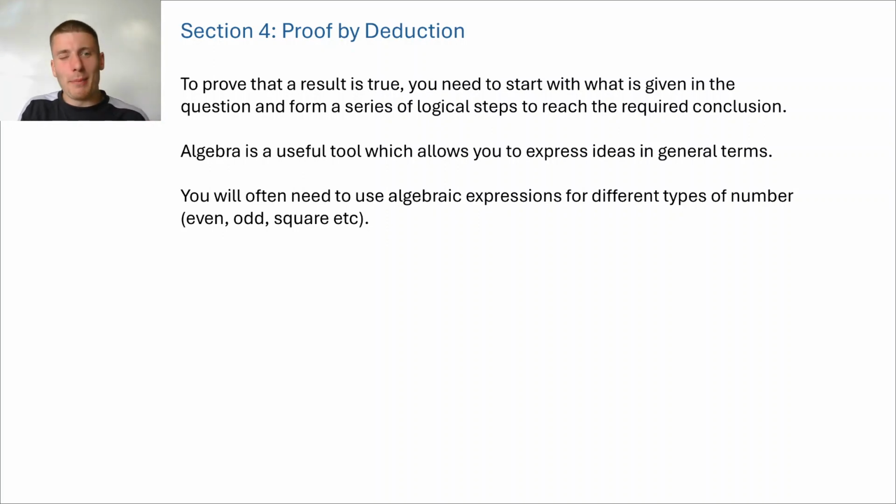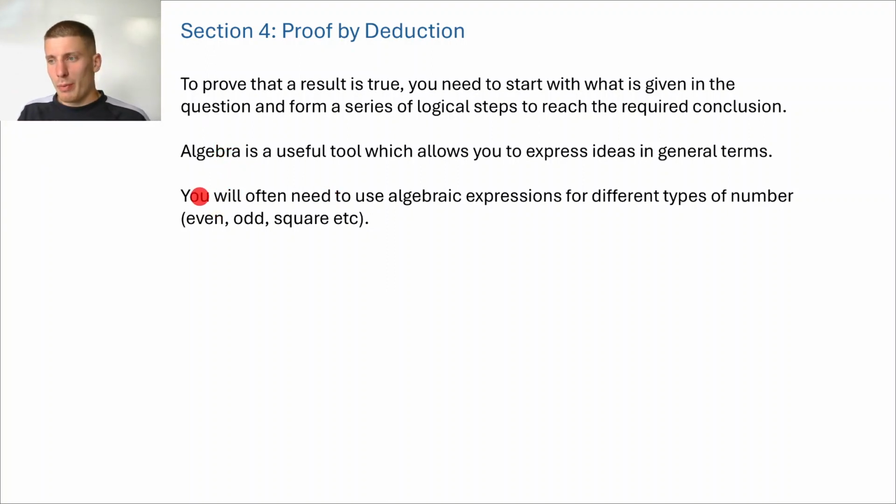Right, so more formally, the book puts it written as this, and we'll read it together because I think this is quite a nice definition. So it says, proof by deduction. To prove that a result is true, you need to start with what is given in the question, okay, and form a series of logical steps to reach the required conclusion. Okay, so you're given a question and you want to form some logical steps to get to the conclusion. And usually we use algebra to help us get there, but you can often use words or other means, okay? But algebra is a really important part of this.